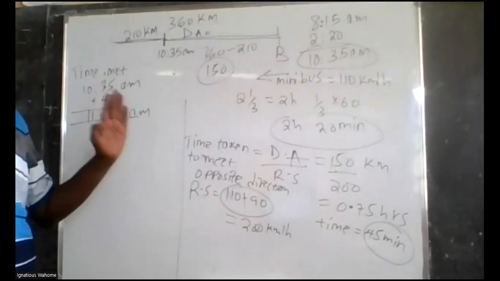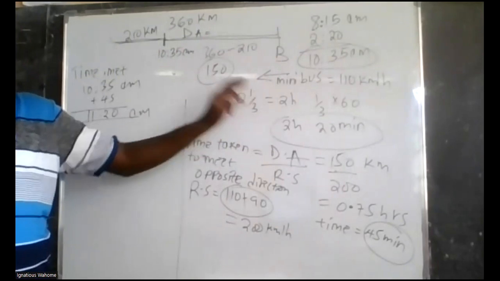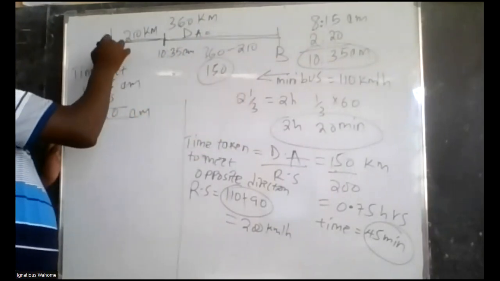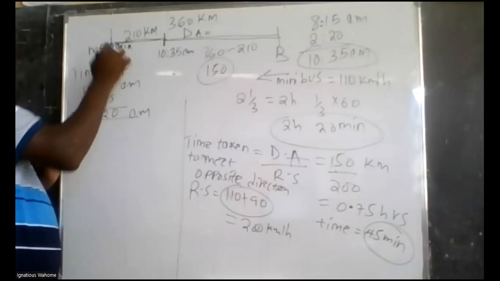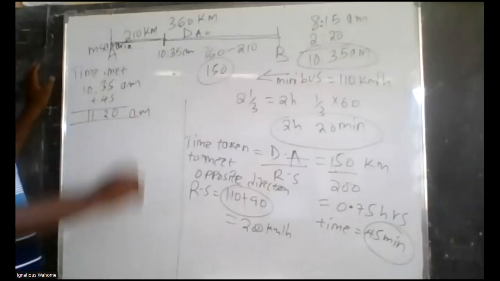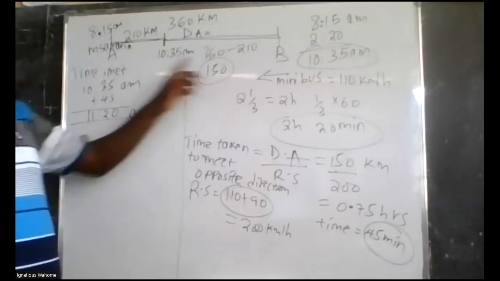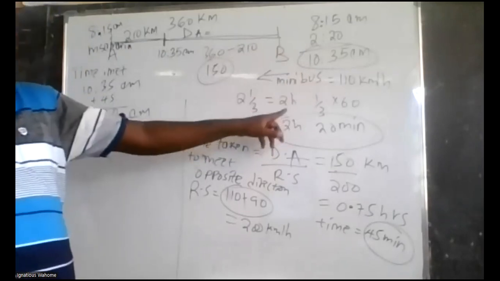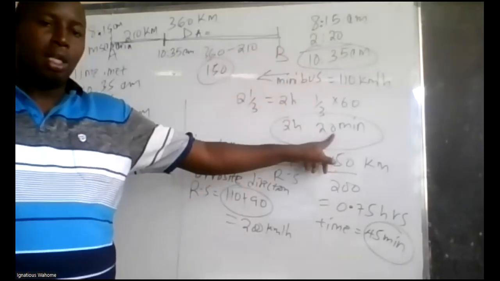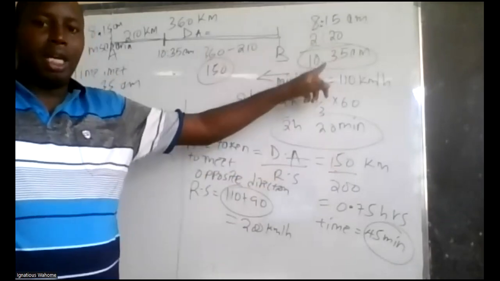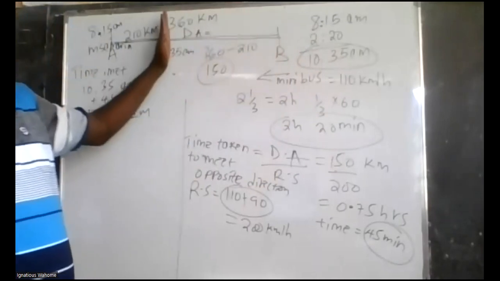So the first thing is to calculate the time difference. The time difference is 2.5 hours. The minibus left A at 8:15 towards B. And then the other minibus left after 2 hours, 20 minutes. You add that to this one, you get 10:35 a.m. So this 10:35 and this 10:35.